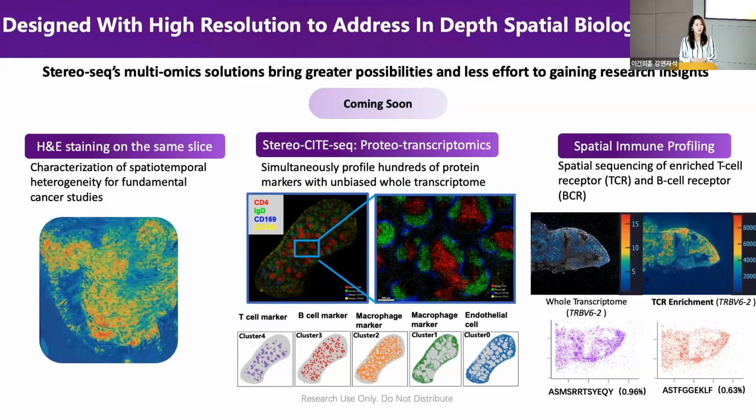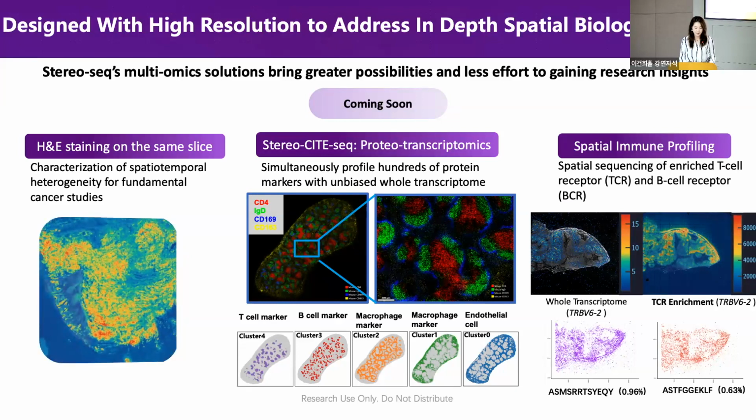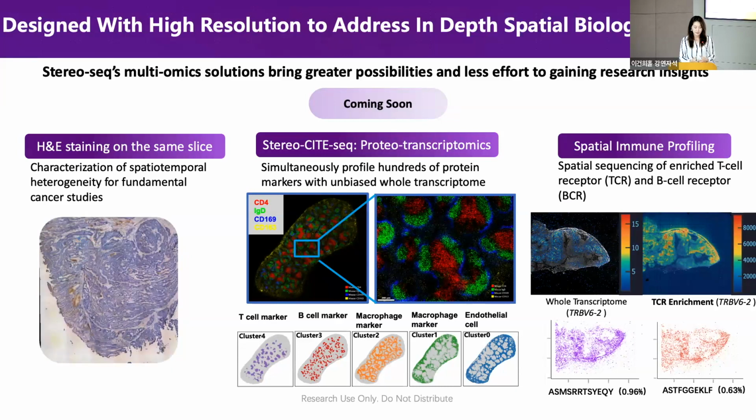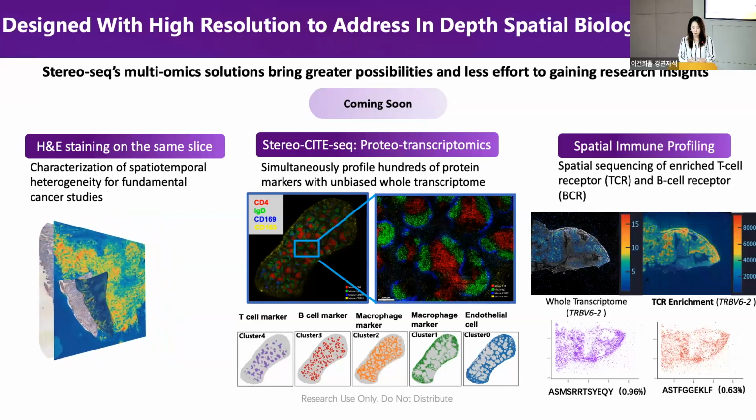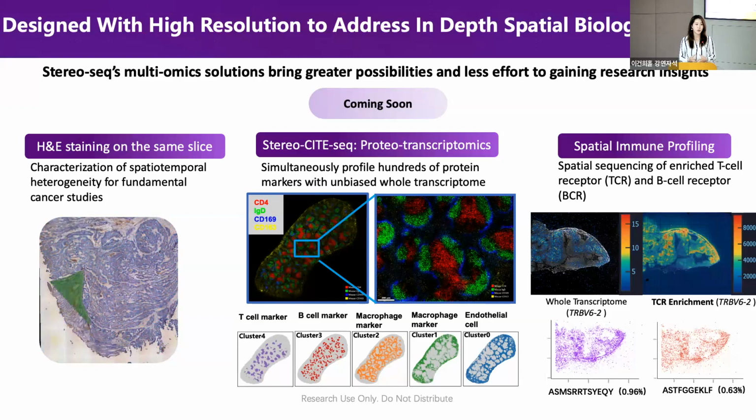So we demonstrated that we can simultaneously profile hundreds of proteins at the same time and with unbiased whole transcriptome to be able to identify specific protein markers and also transcriptome markers at the same time at a very high resolution. And additionally, we are trying to answer questions within the immune microenvironment.